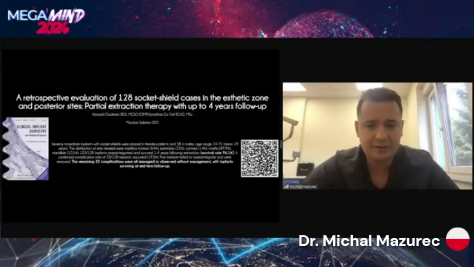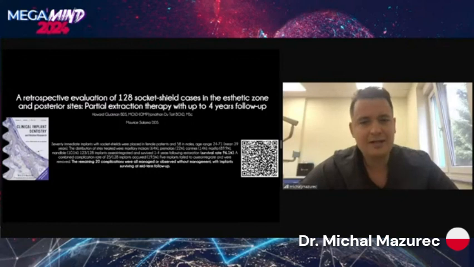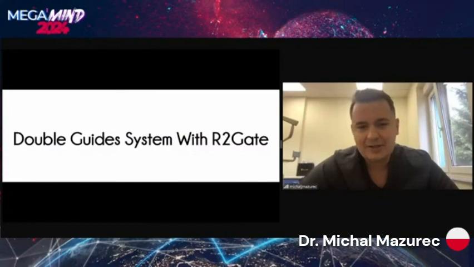So, starting with the socket shield or partial extraction therapy, I'm a huge fan of it, especially in the aesthetic zone. I think nowadays it is a standard to achieve an amazing aesthetic result. So today's case is a double guide system with R2 Gate. So I use R2 Gate as a base.